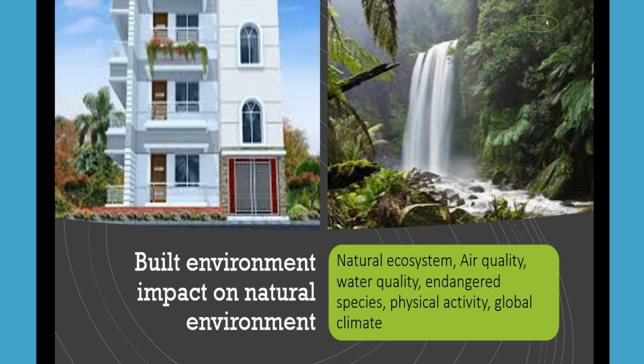Suppose we construct a building by the seashore, or near a waterfall. Any construction near a waterfall will disturb the natural ecosystem. It will reduce the air quality, increase the air pollution, also disturb the water quality, and may also affect some of the endangered species. So what happens when we construct a building? Let's first discuss that.